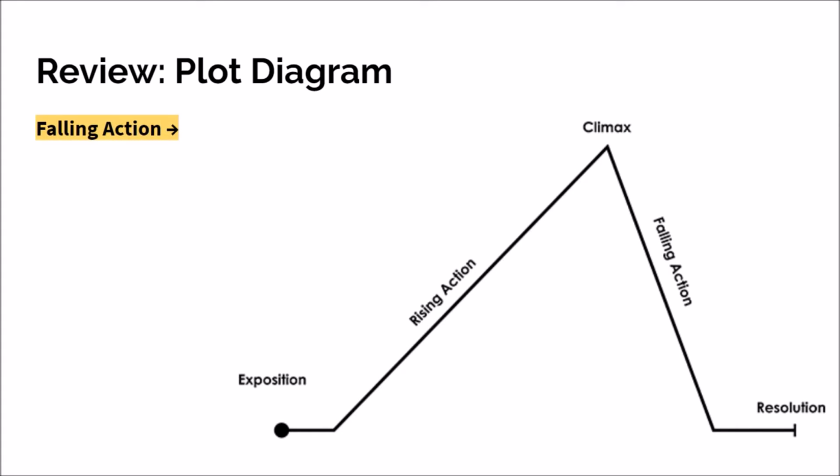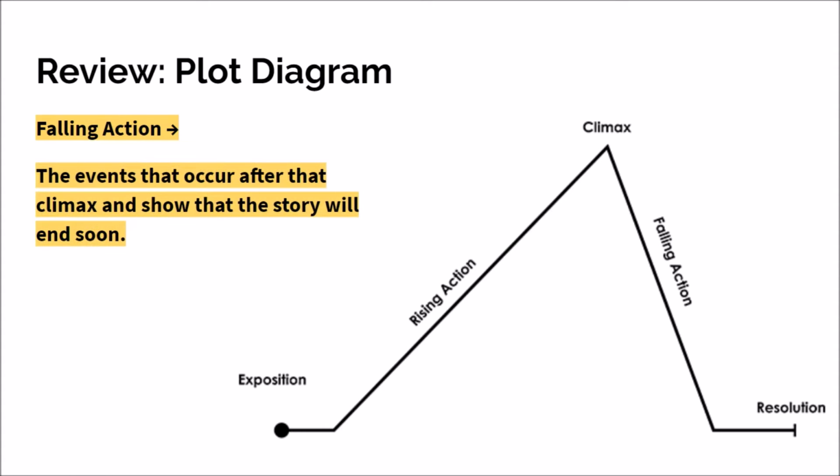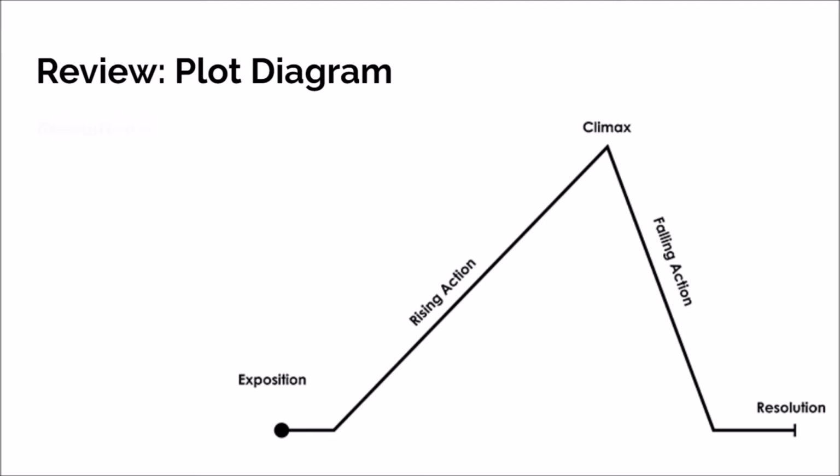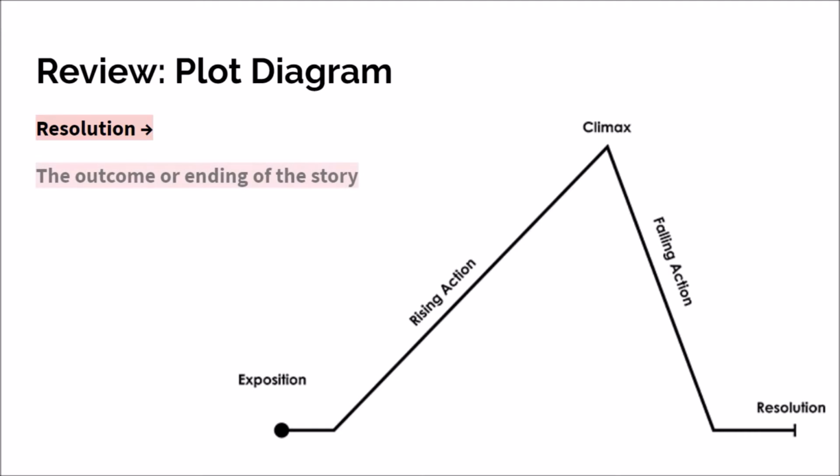Then we have the falling action. The falling action is the events that occur after that climax and show that the story will end soon. And you can think of this as those little problems that were there during the rising action, they are now being solved during the falling action. Then we have the resolution. And the resolution is the outcome or the ending of the story. It's kind of like your happily ever after, sometimes.